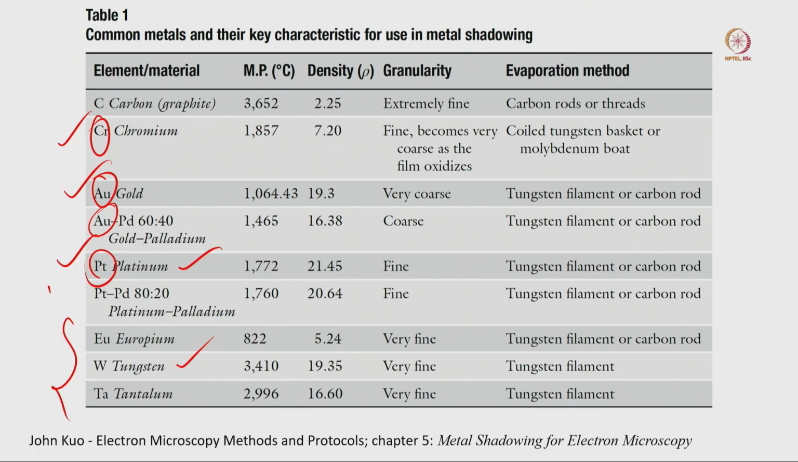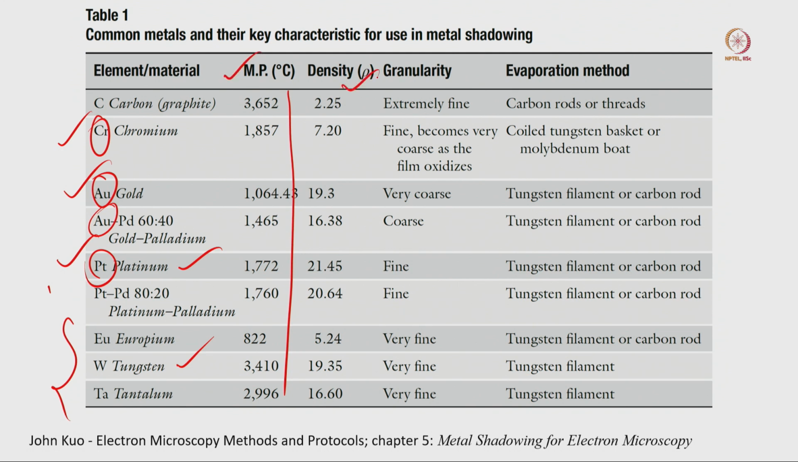Here all these details are given, such as the melting point of each metal, because we need that kind of temperature to melt the metal, and the metal will evaporate and distribute evenly on top of the carbon coated grid. That is the reason melting point is important.